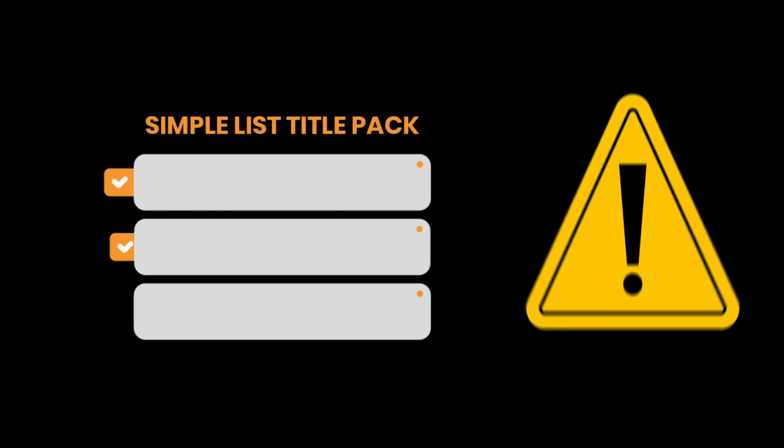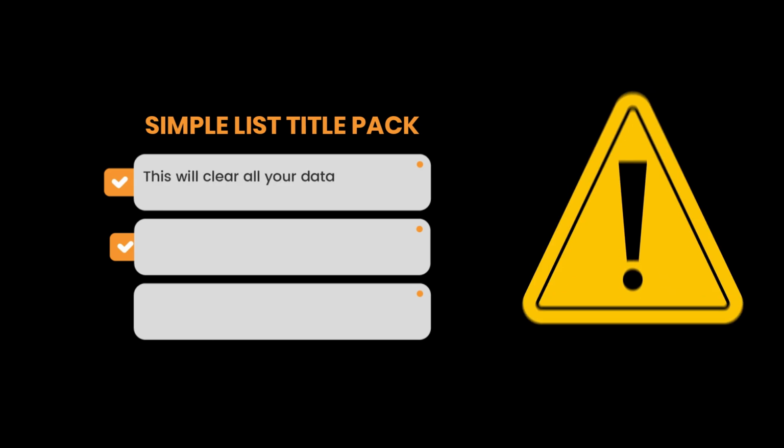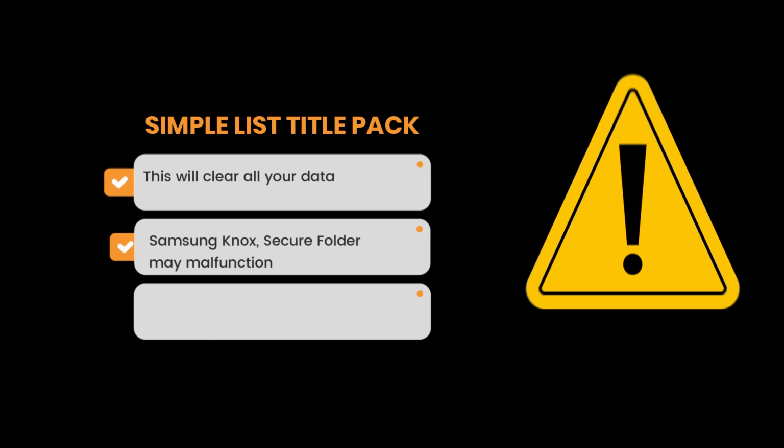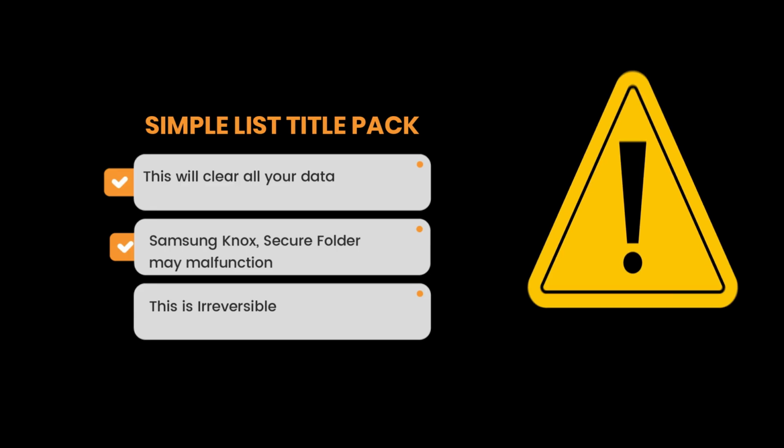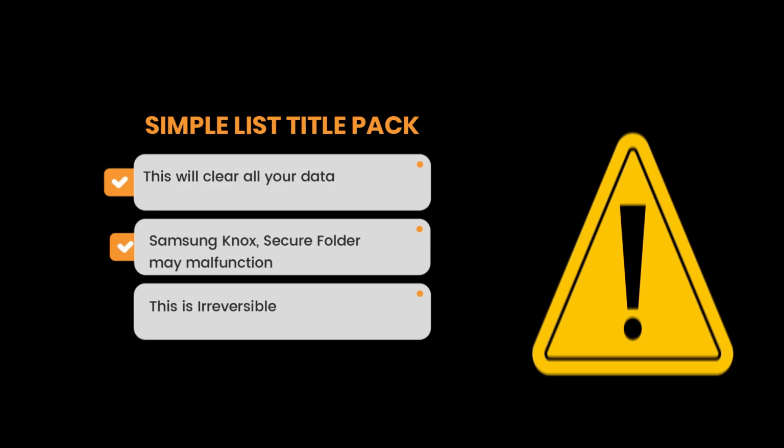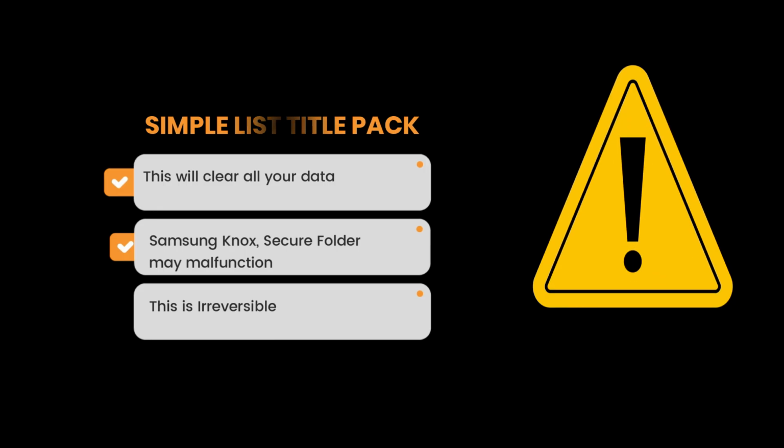Before we begin, here are a few important things that you must know. Unlocking the bootloader will factory reset your phone. All of your data will be erased, so you will need to back up everything. Samsung Knox will also be permanently tripped, and features such as Secure Folder, Samsung Pay, and some banking apps may stop working. However, these can be fixed later. Now, if you're well aware of the risks and still wish to continue, then let's go ahead.